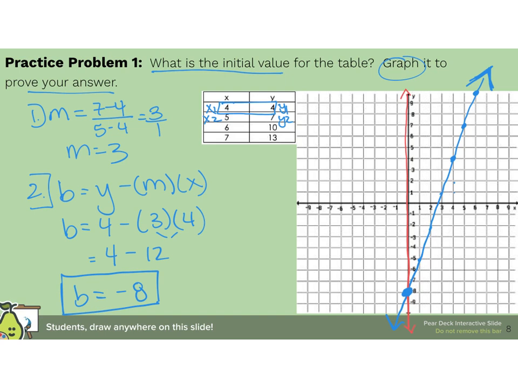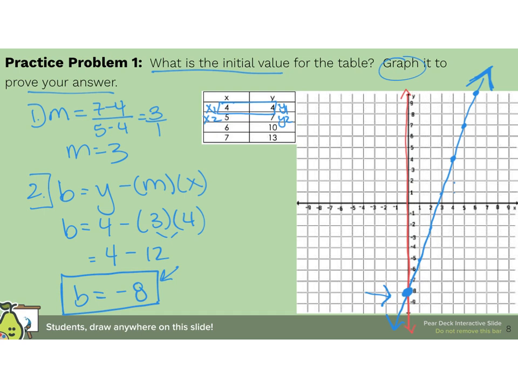So since I got y or b to be negative 8 and the y-intercept is negative 8, my graph is showing that I did it right. But if my graph were crossing anywhere else, I would have been wrong. Okay, so I'll probably switch your graph so that the numbers are big enough so it goes all the way up to 13 for you. But really, this is what you want to see, the negative 8 down here.